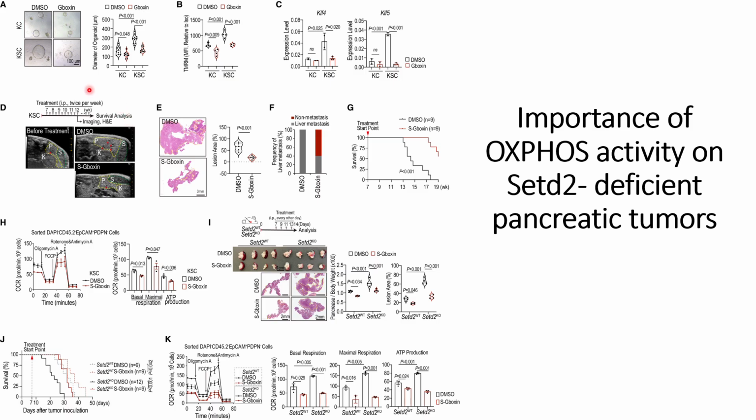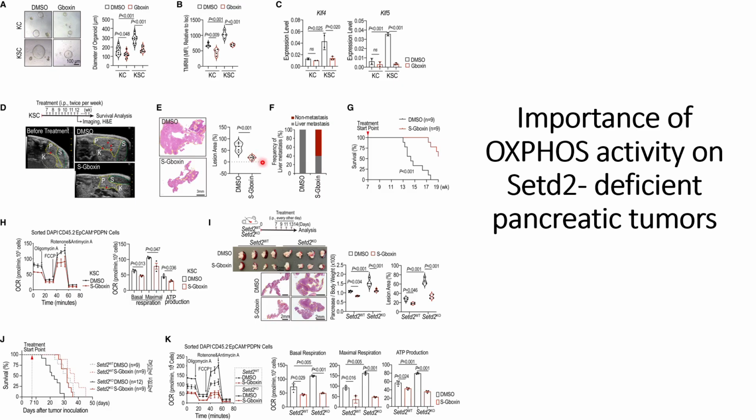The treatment is done twice per week, that is, mice are injected twice per week with Sgboxin, and with DMSO as control. After that they checked the lesion area, or we can say the malignant area. In the case of DMSO the malignant area is high, and in the case of Sgboxin the malignant area is low. These things are quantified on the right-hand side, where we can see that lesion areas are low when the mice are treated with Gboxin.